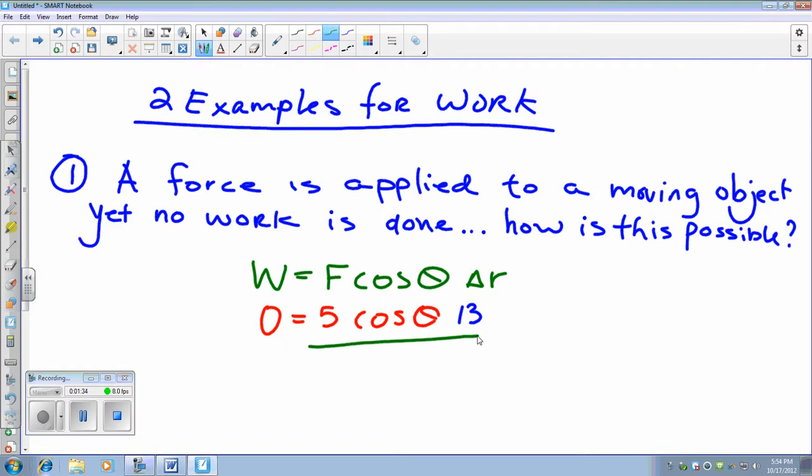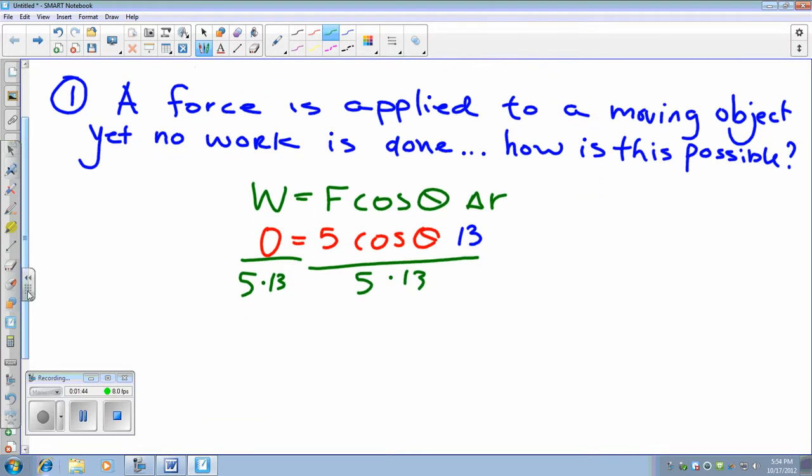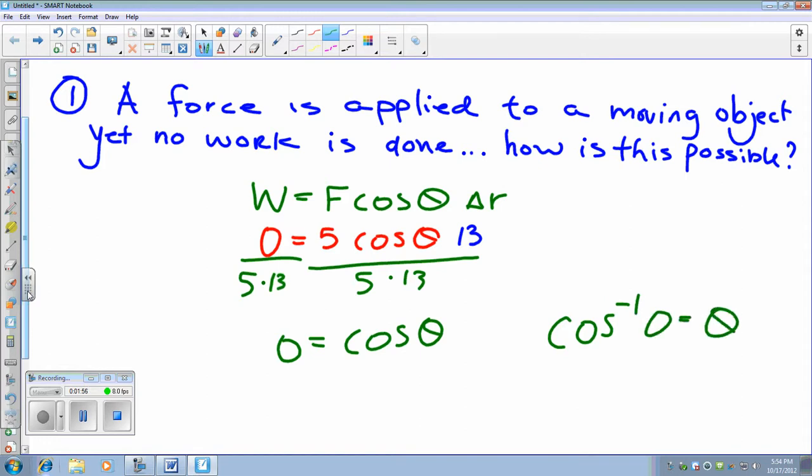Well, if I divide both sides by 5 and 13, guess what? I'm going to get 0 no matter what. So now I've got, let's scroll down a little bit, 0 equals cosine theta. Okay, well, let's find the inverse cosine. So the inverse cosine of 0 equals theta. Oh, oopsie daisies, theta equals 90 degrees.